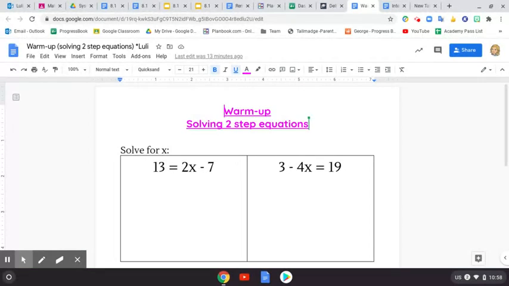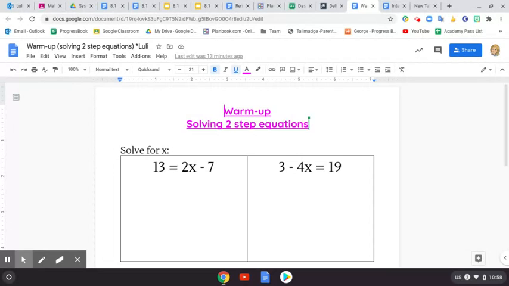For today, Wednesday, your remote lesson, I'm going to have you do what we were going to be doing in class on Tuesday. There are two different videos I'm going to have you watch. This first one goes through the warm-up, which is solving two-step equations. I'm going to go through a couple together and then have you do them and check your answers. Then you'll watch another video going through the lesson on comparing two different functions.